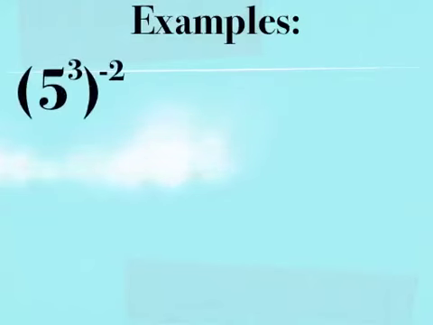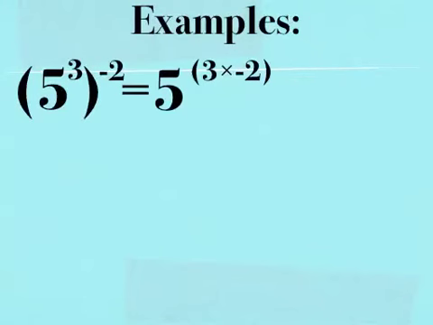Some examples. If I have 5 cubed, or 5 to the third, in parentheses, raised to the negative second power, my 5 is going to stay the same, and I'm going to multiply. 3 times negative 2 is negative 6. So I have 5 to the negative sixth power. Remember though, generally speaking, we're always going to want to write our answers using positive exponents. So instead of 5 to the negative sixth power, I can write it as 1 over 5 to the positive sixth power.